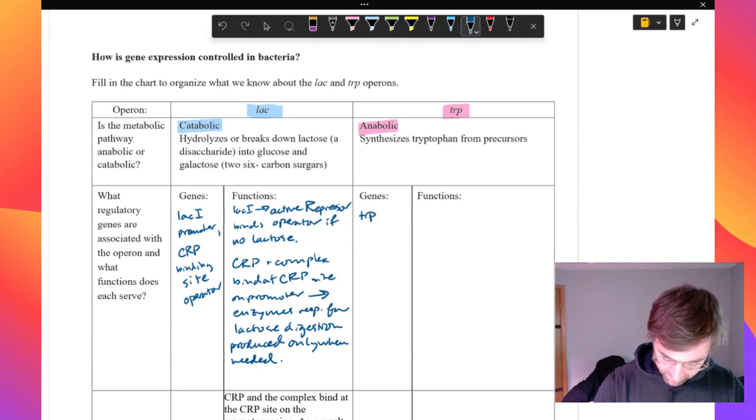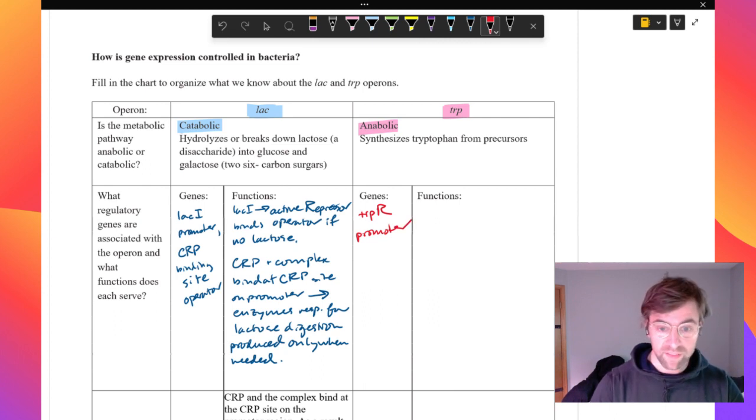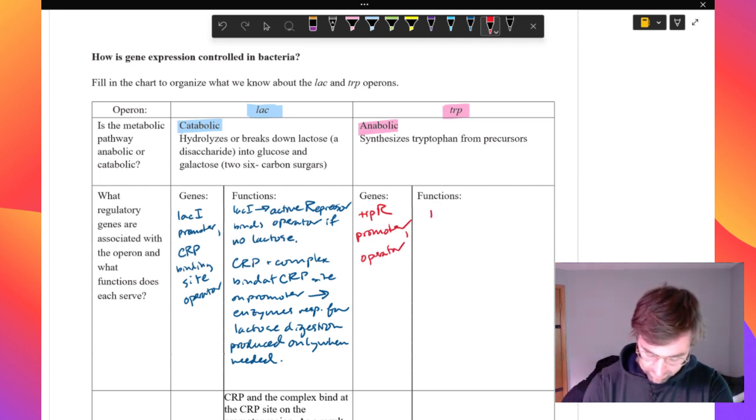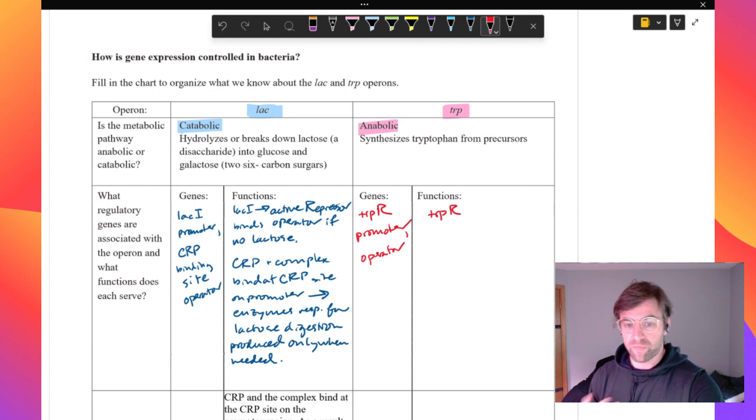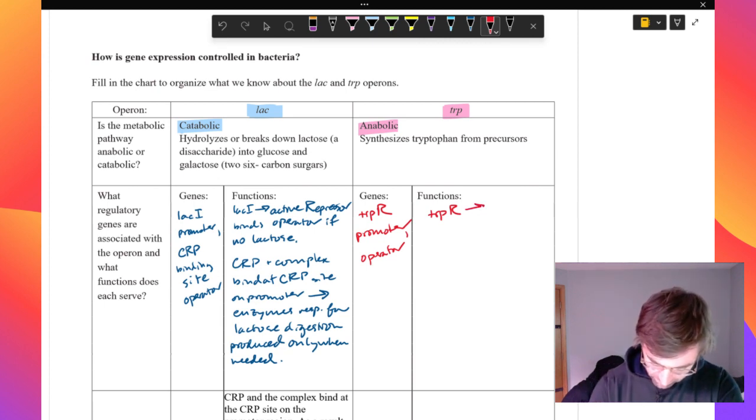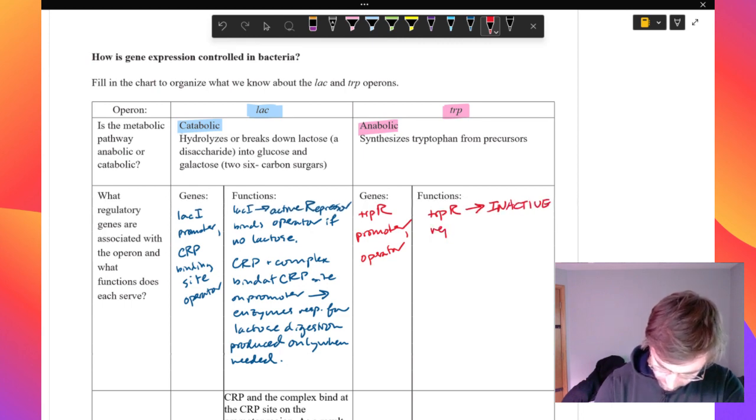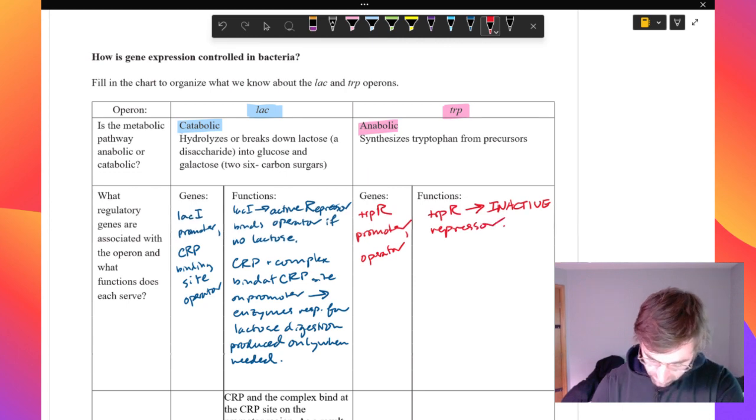Alrighty. On to, I'm going to keep this color coded because it's nice. TRPR and operator. TRPR produces an inactive repressor protein that binds the operator only when complexed with excess tryptophan.